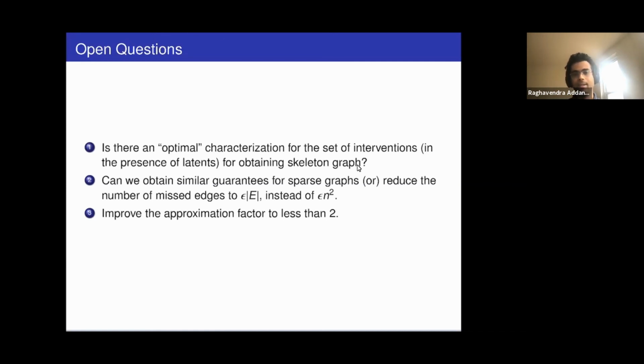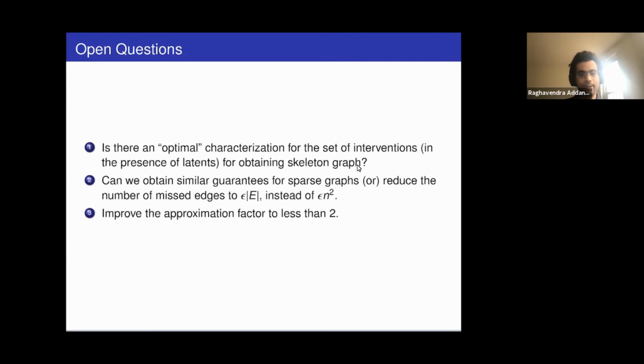Another interesting problem is, can we obtain similar guarantees for sparse graphs? In this talk, I described algorithms which lose out on epsilon n squared edges, but it is possible that we can obtain algorithms which could lose out on epsilon mod E many edges. That is also an interesting case. We showed that if the graph is hyperfinite and degree bounded, then we can get a sparse guarantee. But for general graphs, it is open and it looks like there should be some hardness result, but we are not very sure about that.